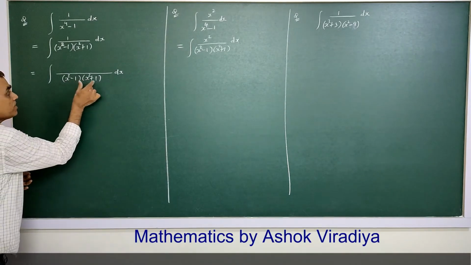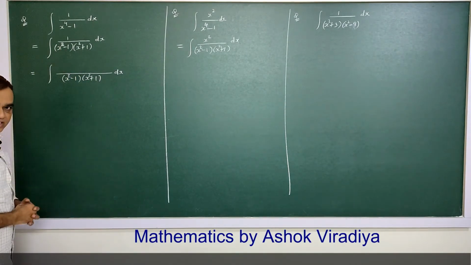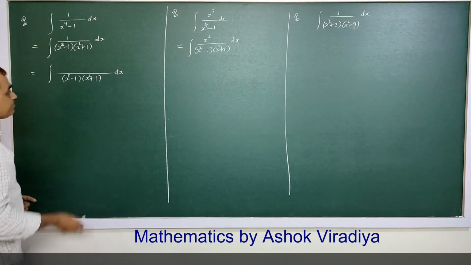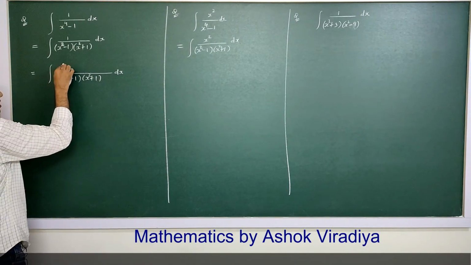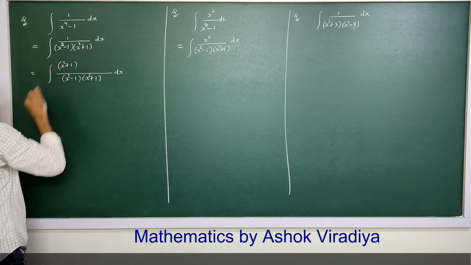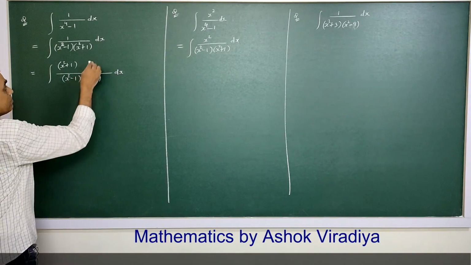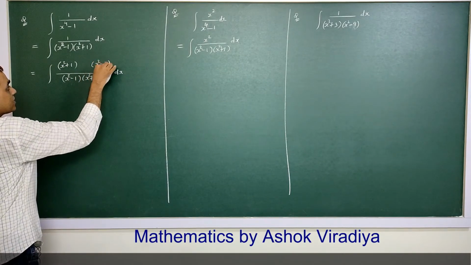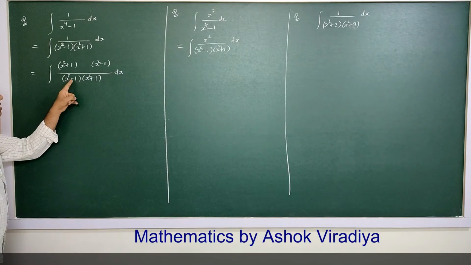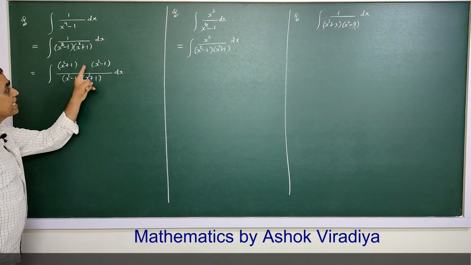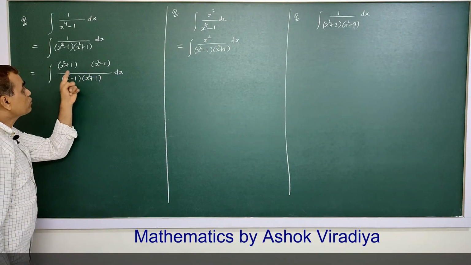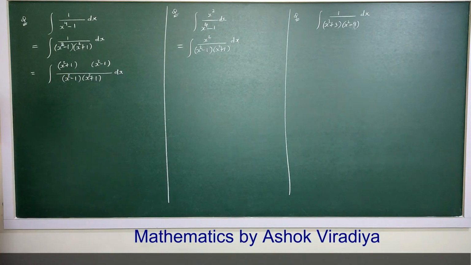Using a combination of these two factors, 1 can be expressed. Look what I am doing: I am putting x square plus 1 here, and this number I am putting in second place, because this number is negative, so I keep it in second place. This number is positive, so keep it in first place.